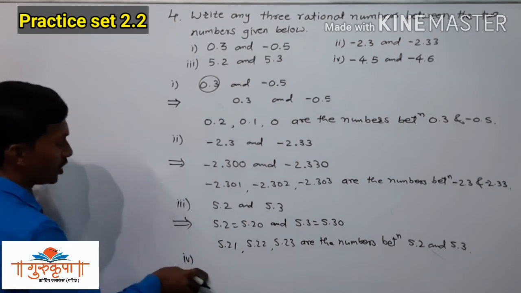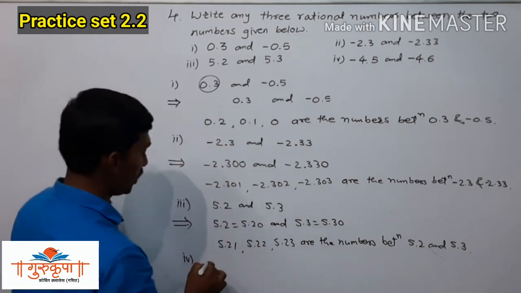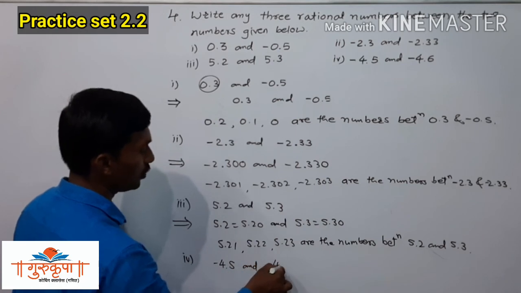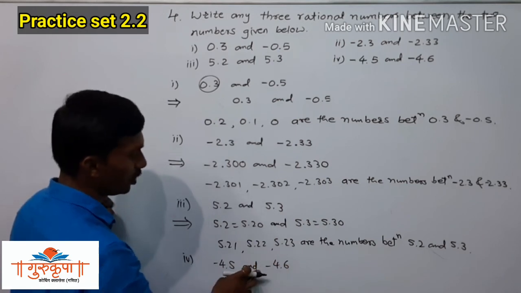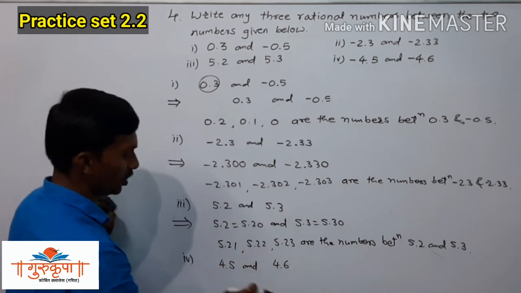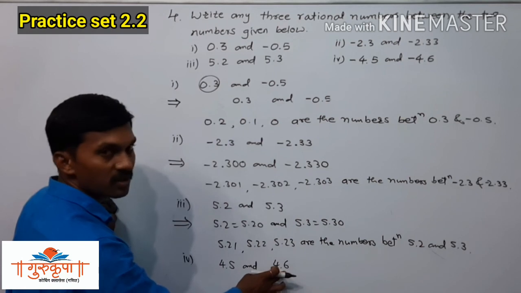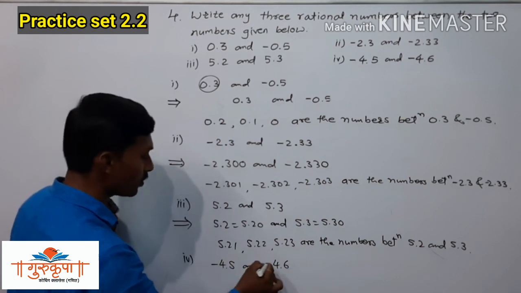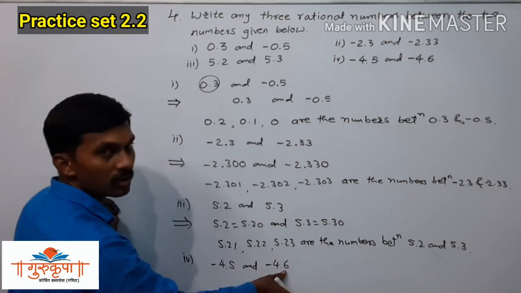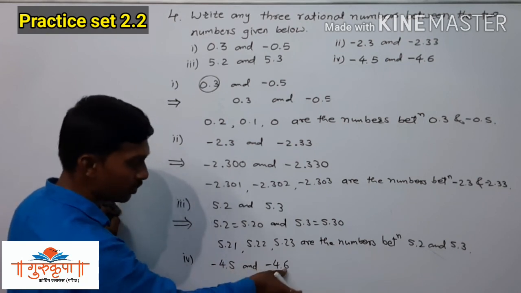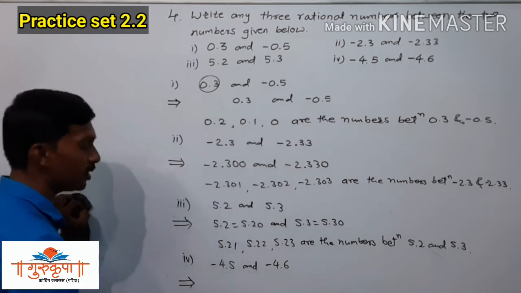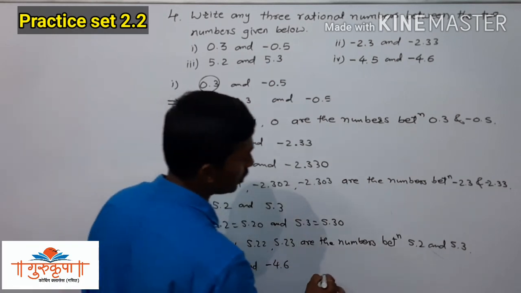We are given 2 numbers in example number 4, that is minus 4.5 and minus 4.6. Now here also it is 4.5 and 4.6. Suppose these signs are not there, then this one is smaller, this one is bigger. But if we put the negative signs there, now this one becomes bigger and this one becomes smaller. So both the numbers are again negative. We will take the help of the number line. Here we will draw the number line.